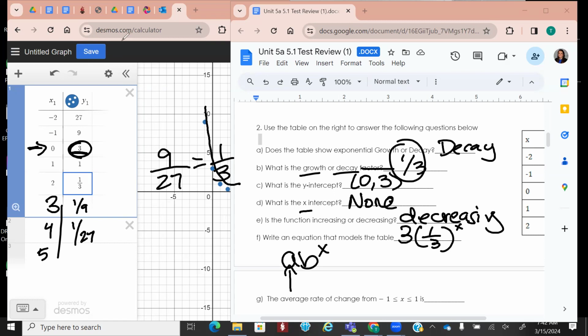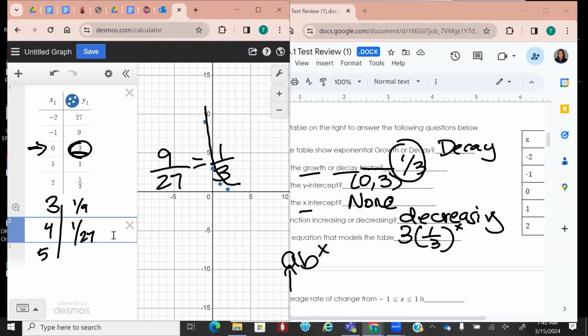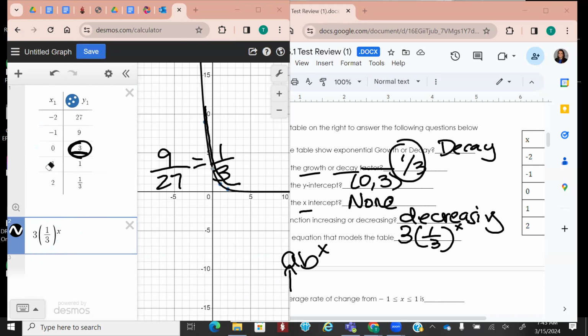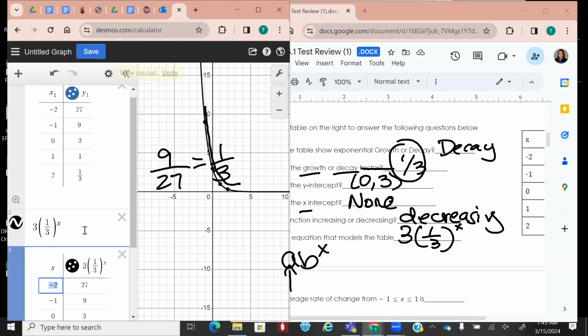Okay, so if I took this equation and plugged it into Desmos, and make sure that you type it in correctly, I think that's the biggest part. Then we come in here and go gear button, table. This should be the same table. And if it's not, then you've done something wrong.